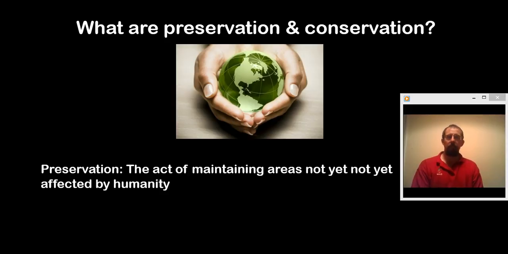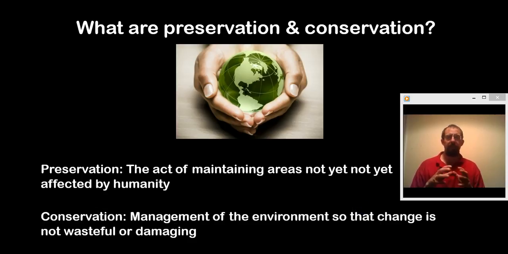If you look at the old coal mines and how they have been filled in, how the natural environment and ecosystems are now returned as the grasses and trees and things have grown. That is an example of preservation, because they're trying to preserve it as its natural environment.